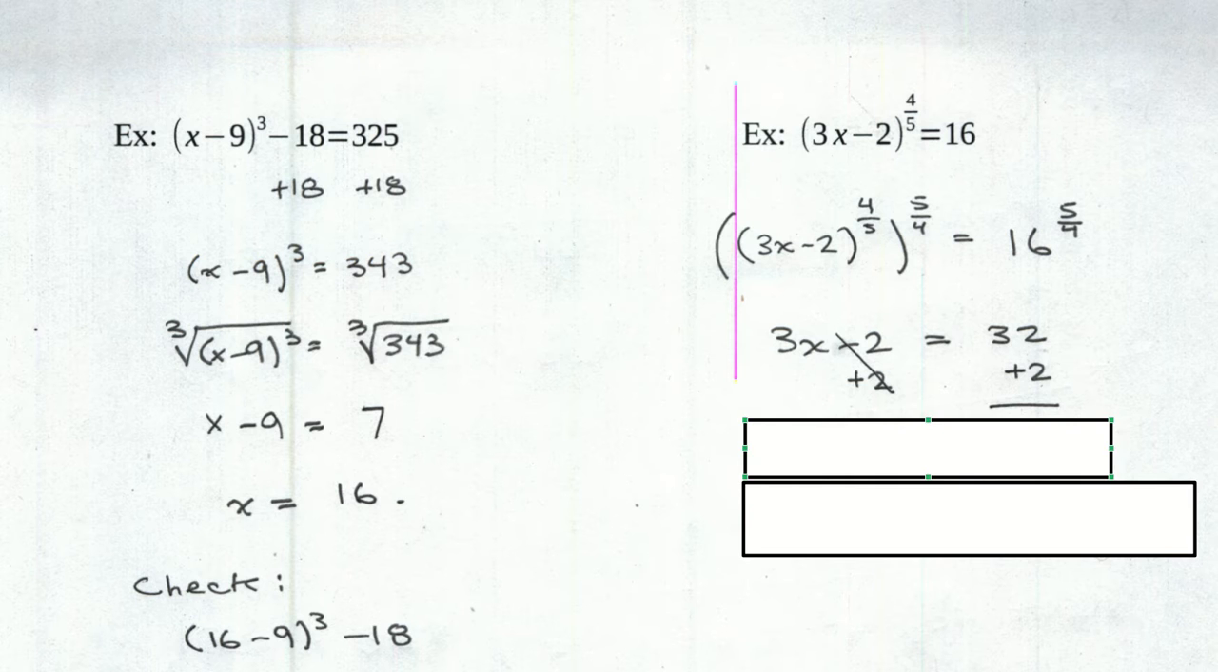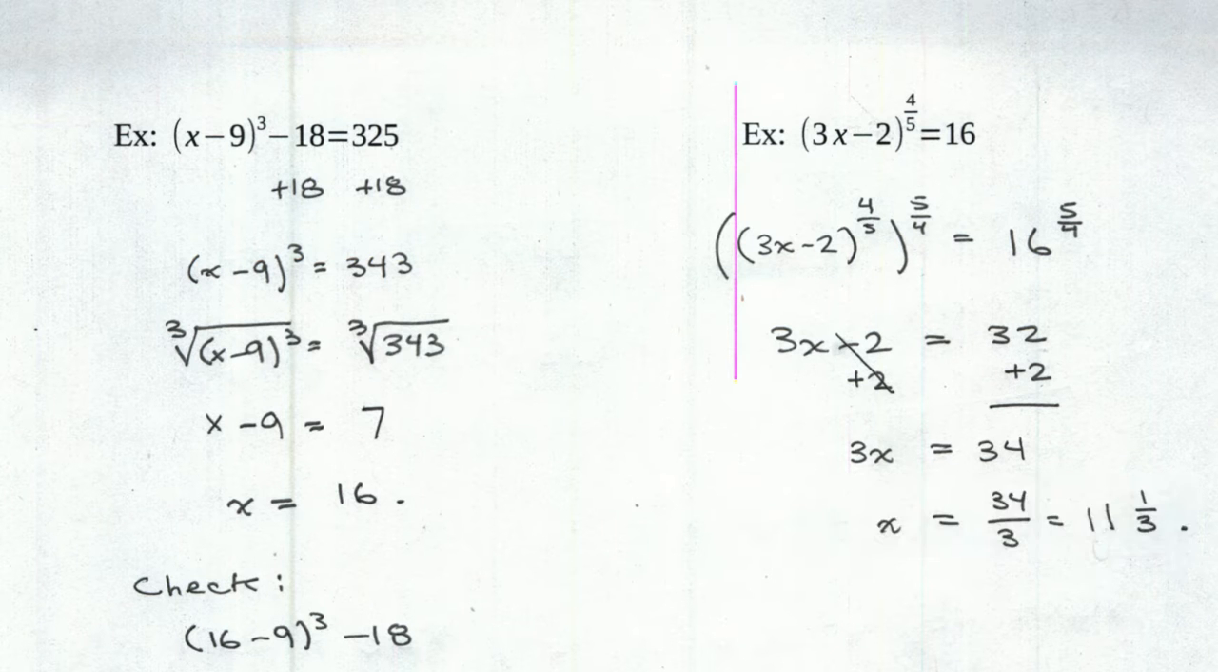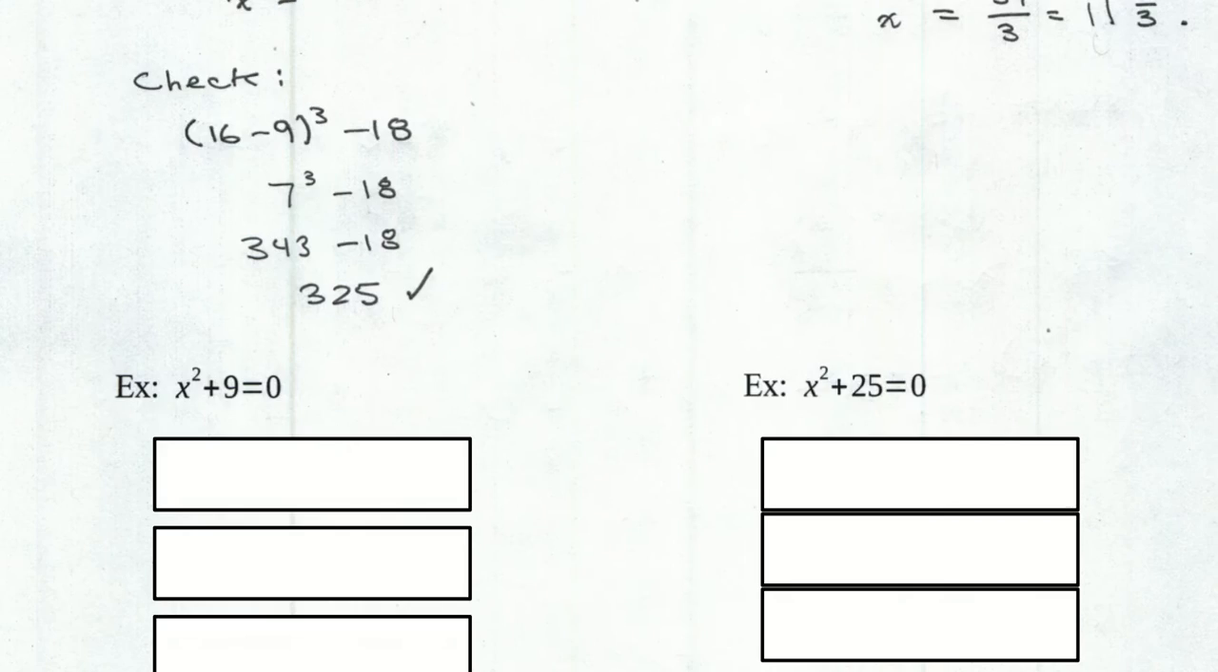That's going to give us 32 plus 2 equals 34. Then, of course, the last thing we have to do to get the x by itself is to divide both sides by 3. 34/3 is another name for 11 1/3. And if you plug that in, it checks out fine.